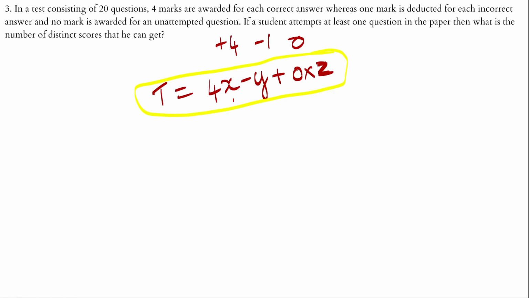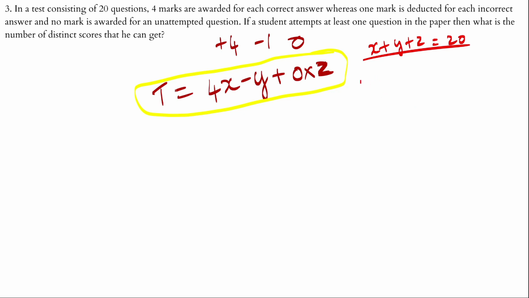We are clear about this equation, and we also know that x plus y plus z is definitely equal to 20, because whatever questions you are attempting, if you attempt 15 questions, then the remaining 5 you are leaving. Among those 15, some may be correct, some may be incorrect, but overall they will be 20, right? So these are the two equations. Now our approach is, we will take the multiples of 4 for the correct answers while solving.